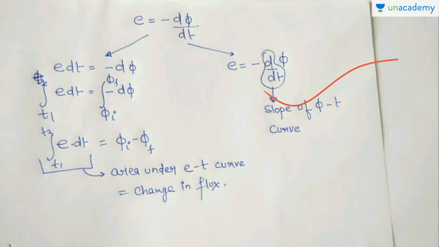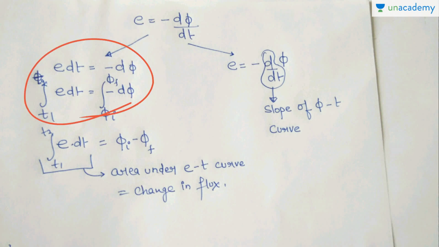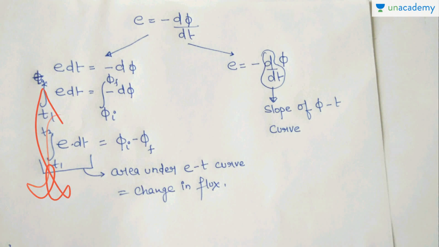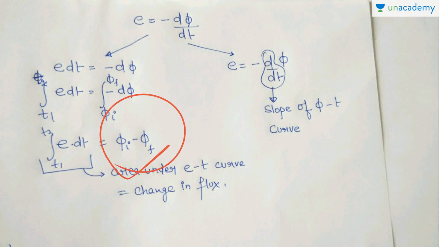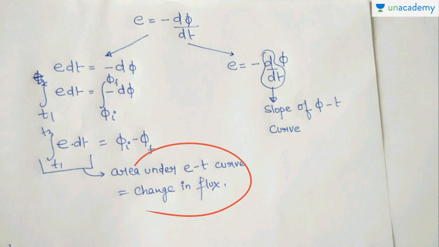Now if we multiply E with dt by cross multiplication, then we come to know that the integration from t1 to t2 of E dt will give you the change in flux. This can be taken as the area under the E-t graph will give you the change in flux.